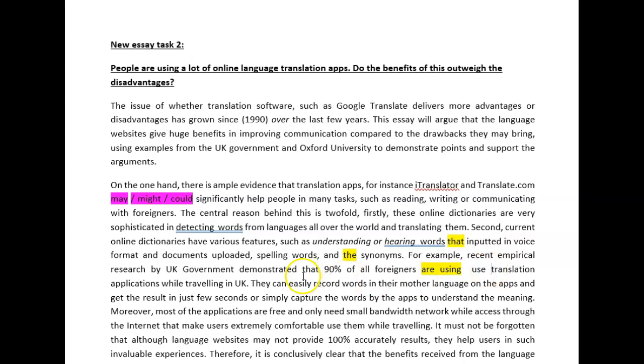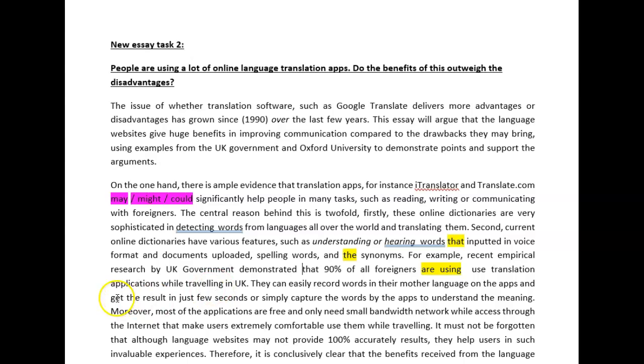Use translation apps. Okay, the people can easily record words in their mother tongue on the apps and get the results in just a few seconds, or simply capture the word by the apps to understand the meaning.